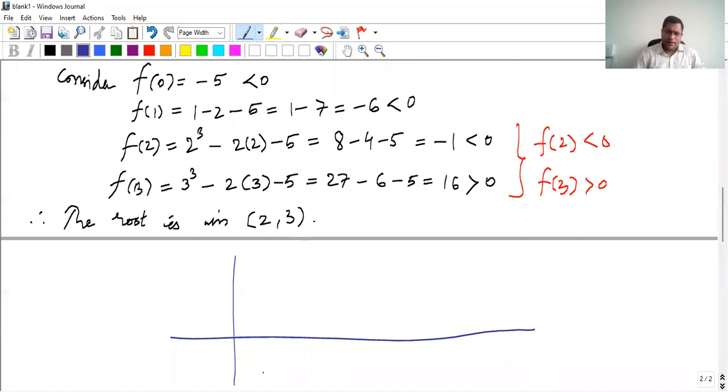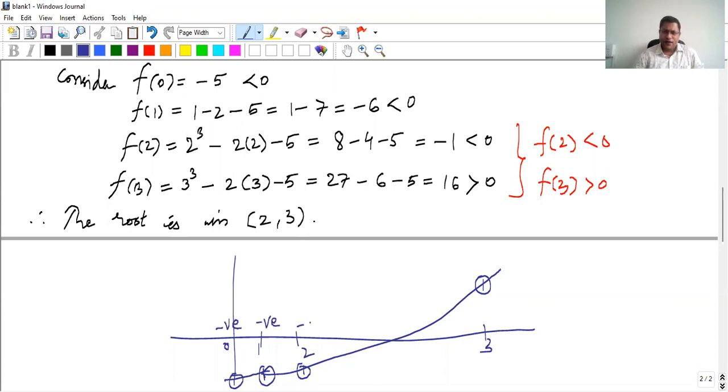So this curve is like this. If I take here at 0, it is negative. 0, 1, 2, and 3. So at 0, it is going to be negative. At 1, it is going to be negative. At 2, it is going to be negative. And at 3, it is going to be positive. Right? Sir, are you getting this? Yes, sir.